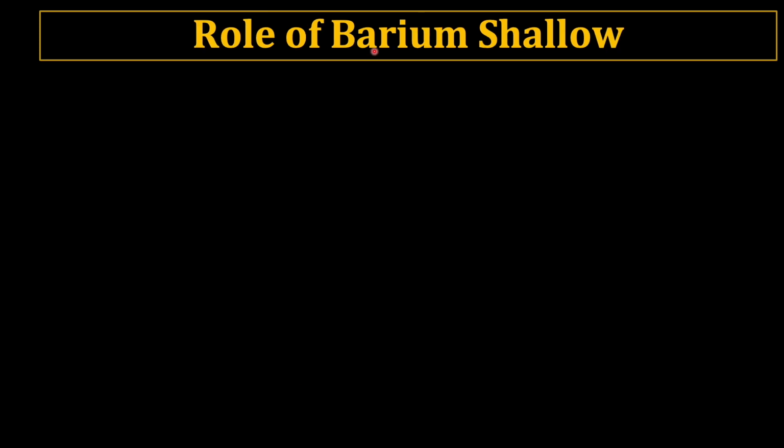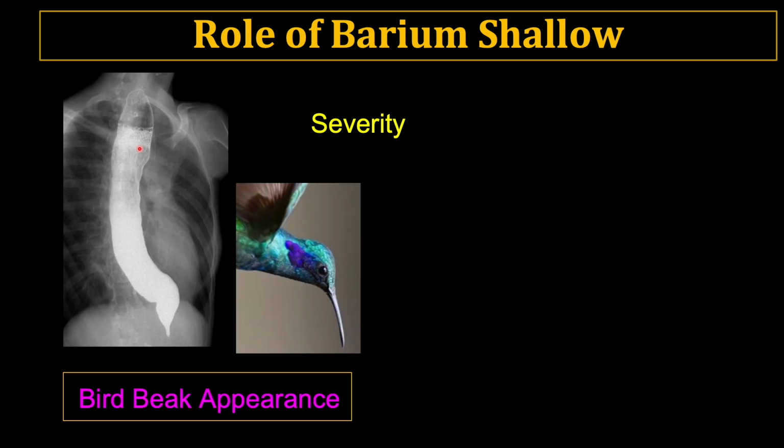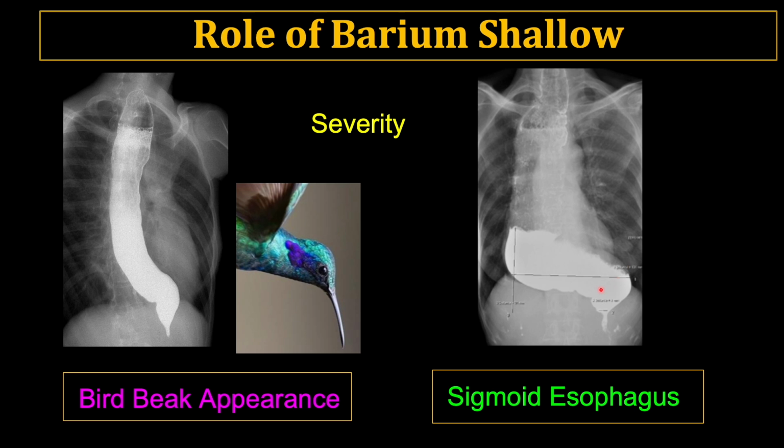The role of a barium swallow is to assess the severity of achalasia cardia. In imaging, you can see there is beaking of the esophagus towards the GE junction with proximal dilatation of the esophagus. This classical beaking or tapering of the esophagus is known as the bird beak appearance. On the other hand, sometimes the esophagus is grossly dilated, giving a sigmoid configuration. This is known as sigmoid esophagus.